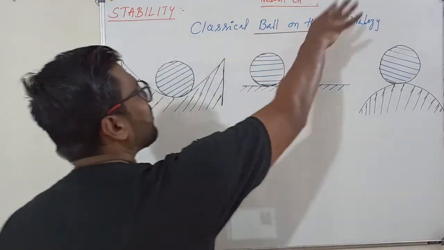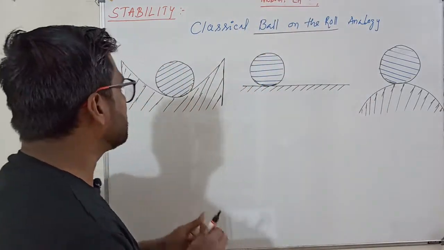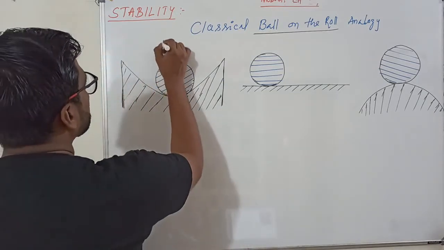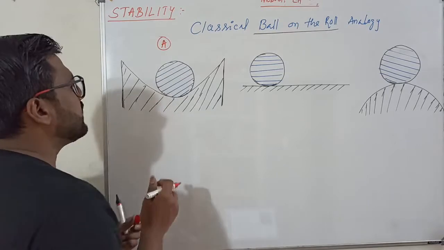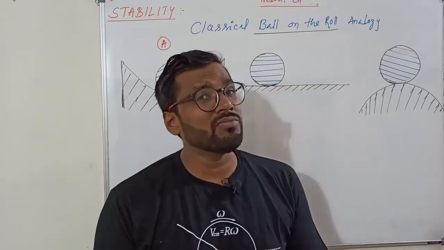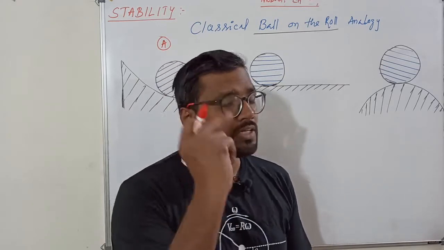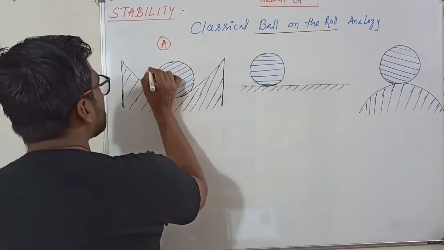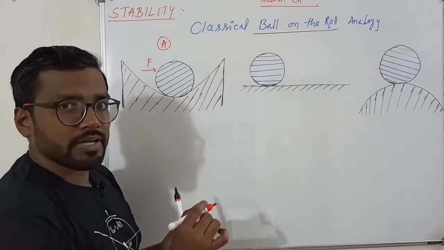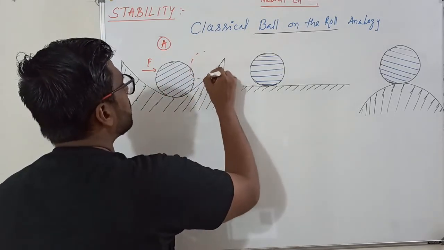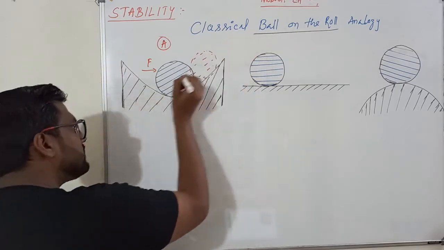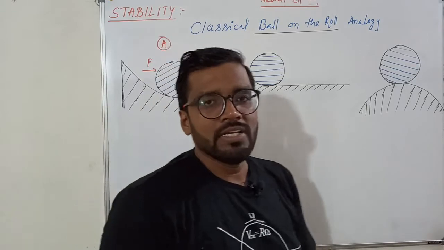So the ball on the roll. Now this is our case 1. In this case, you have seen this is stable, correct? Even I can see that. But can you explain why it is stable from an engineering point of view? See, if I disturb it, let us say I have applied a force F here. So this ball is going to move this way and will come here. But again, this ball will have a tendency to come back to the original position.